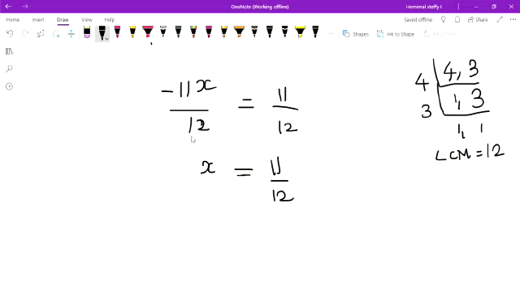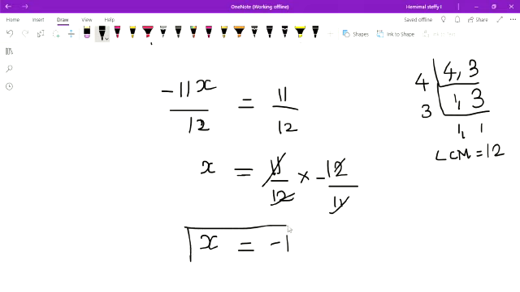This 11 by 12 I bring down to the opposite side. It changes to, this is also a fraction, reciprocal. Reciprocal means what? 12 by 11, minus 12 by 11. So 11 cancels, 12 also cancels. So what is the x value? X equal to minus 1. Okay. This is the x value. Is it clear, children? Thank you.